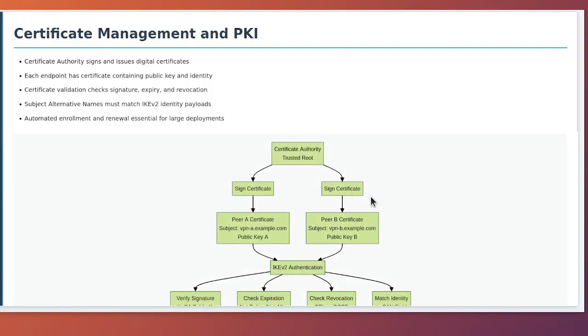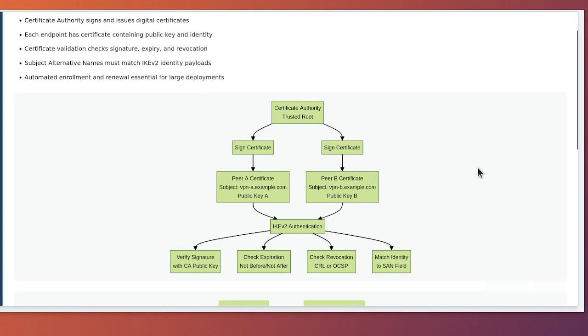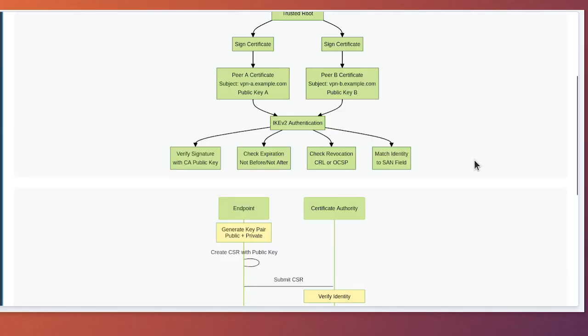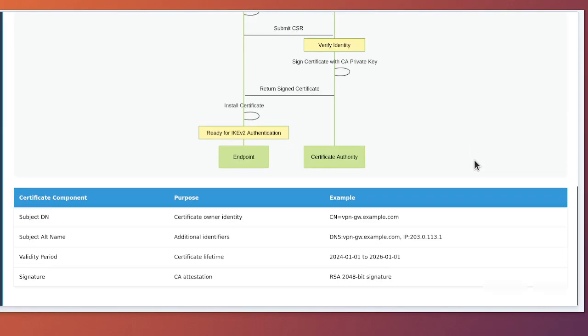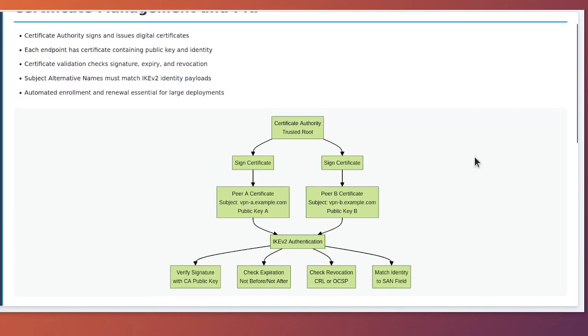Certificate Management and PKI. Public key infrastructure is the foundation for scalable and secure certificate-based authentication in IKEv2 deployments. Understanding PKI is crucial for enterprise VPN implementations because certificates provide strong authentication without the operational burden of managing individual pre-shared keys between every peer pair. A well-designed PKI enables secure authentication while remaining manageable even in large deployments with hundreds or thousands of VPN endpoints.